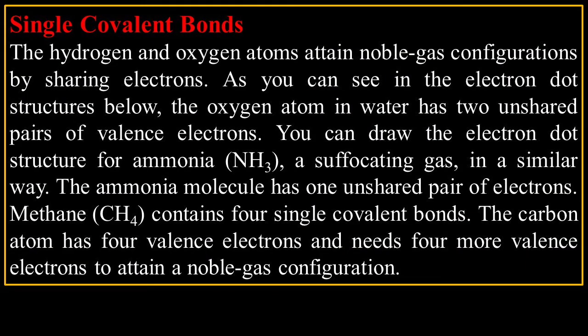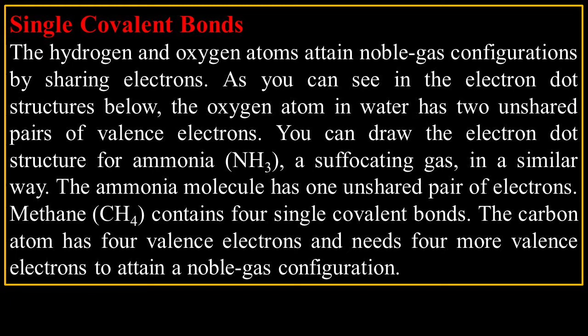The hydrogen and oxygen atoms attain noble gas configurations by sharing electrons, as we've just seen. As you can see in the electron dot structures below, the oxygen atom in water has two unshared pairs of valence electrons. You can draw the electron dot structure for ammonia, NH3, a suffocating gas, in a similar way. The ammonia molecule has one unshared pair of electrons. Methane, CH4, contains 4 single covalent bonds.